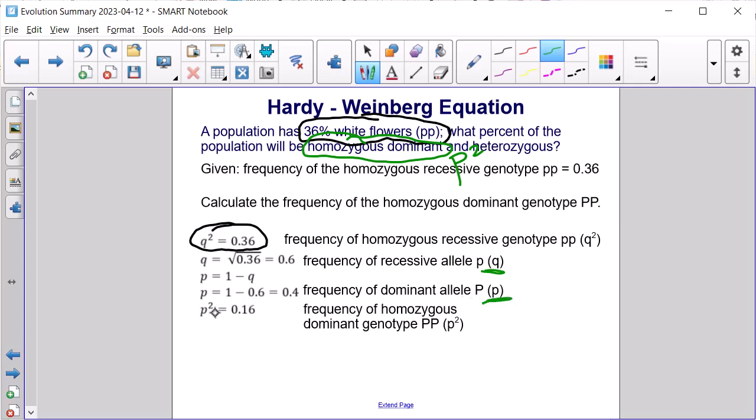And then if we square that, we get 0.16, which is the frequency of the homozygous dominant genotype, capital P capital P in this case, or p squared. Okay, so we're going to take all four of these values, p squared, q squared, p, and q, and take them into the next slide to answer the second question: what percentage of the population will be heterozygous?